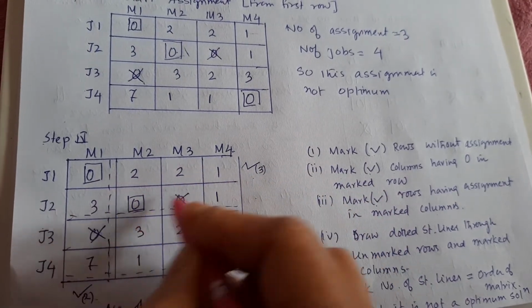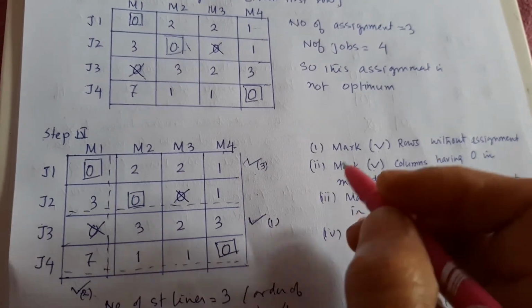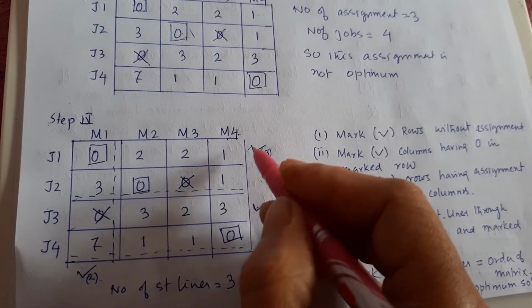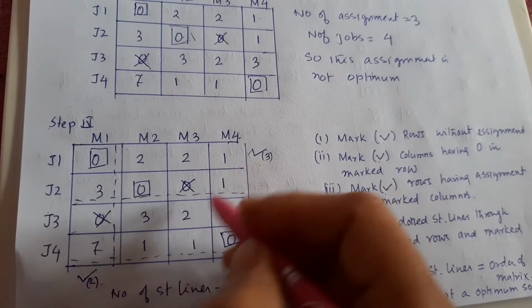You repeat this process for every row and every column till all ticking is done. In this example only these are available, and because there are no more zeros here, we stop here.